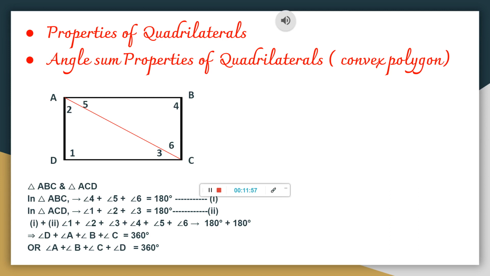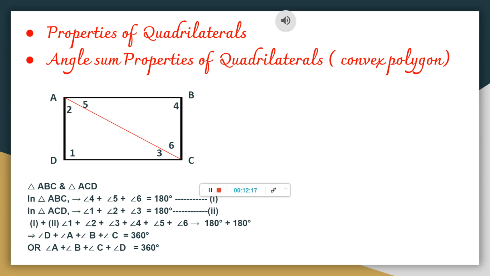Now let's see what is angle 1. Angle 1 is nothing but angle D. Now I am talking only about the interior angles, okay? Now what is angle 2 plus angle 5? That would be angle A. Similarly, angle 3 plus angle 6 would be angle C.